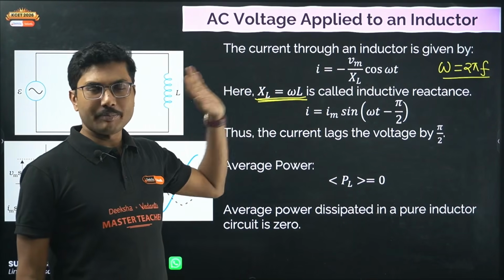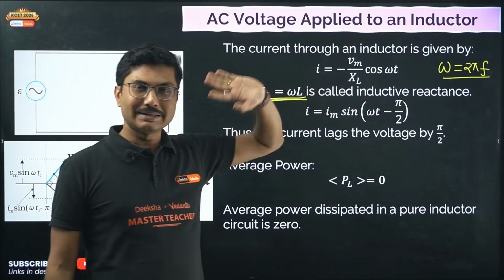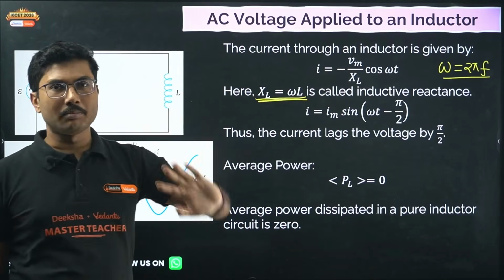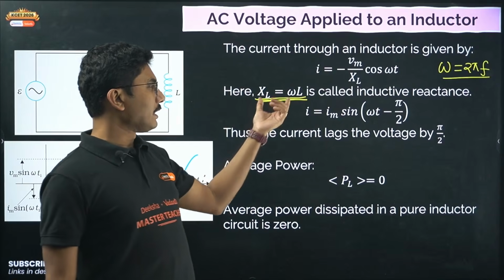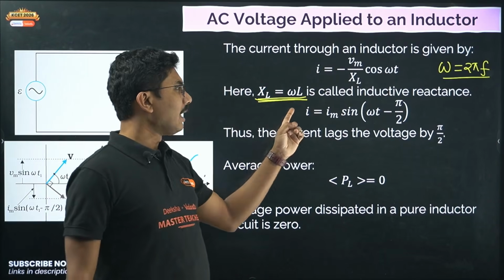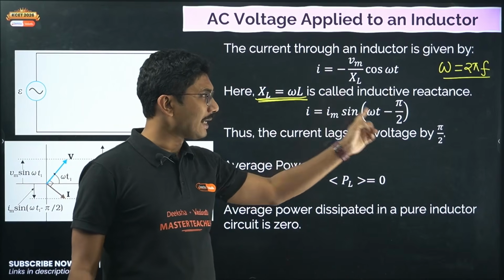But in your board exam, PUC exam, 2 pi f L is the only formula that you need to remember. In KCET exam, both formulas are important, okay. XL equals omega L is called inductive reactance. And I equals Im sin(omega t minus pi by 2).